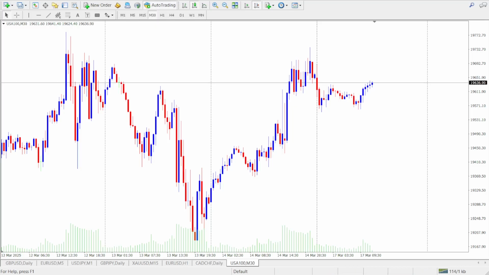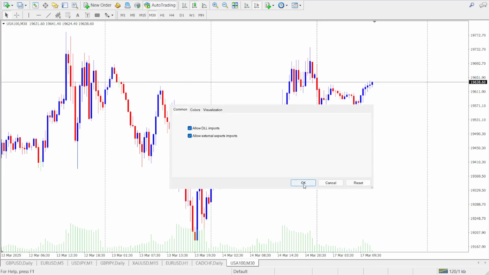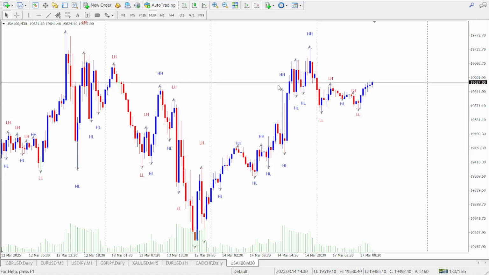Now, let us get started. Let's just break down the best higher high, lower low indicator and why it matters. I'm going to add the indicator to the chart right now. It's a custom indicator, so you will have to download it from an external site, and of course, add it to your indicators folder, after which you would have to restart your terminal.